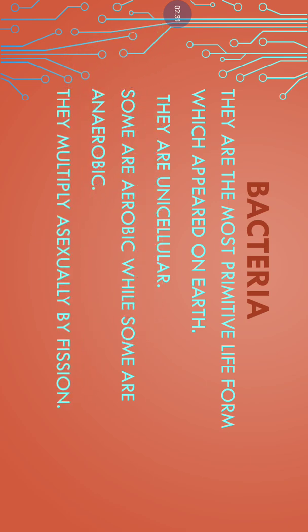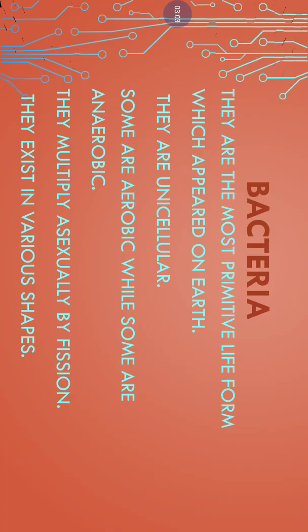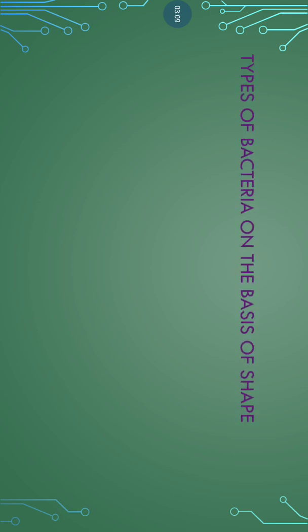They multiply asexually by fission. Bacteria undergo asexual reproduction, and the process by which they multiply is known as fission. It means one bacterium breaks into two, and this way it goes on multiplying. And they exist in various shapes. There are different forms of bacteria, and they have been classified on the basis of their shape. So let us discuss the different types of bacteria on the basis of shape.